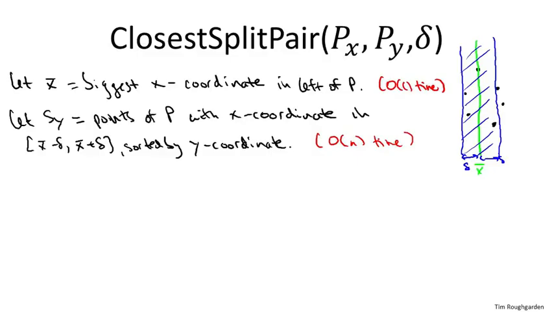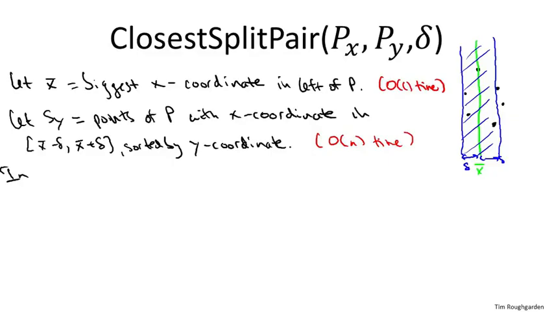Now, it's the rest of the subroutine where you're never going to believe me that it does anything useful. So I claim that essentially with a linear scan through Sy, we're going to be able to identify the closest split pair of points in the interesting, unlucky case where there is such a split pair with distance less than delta. So here's what I mean by that linear scan through Sy.